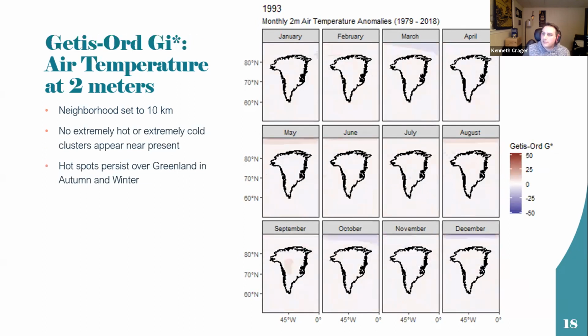Moving on to the next one, looking at Gi star there, I haven't found any extremely hot or extremely cold clusters that really persist over time near the present. But again, as I was saying with the temperature anomalies, we are seeing the hot spots clustering together and persisting in the autumn and winter. They're not extremely clustered, but they are there and they are evident in the statistics.